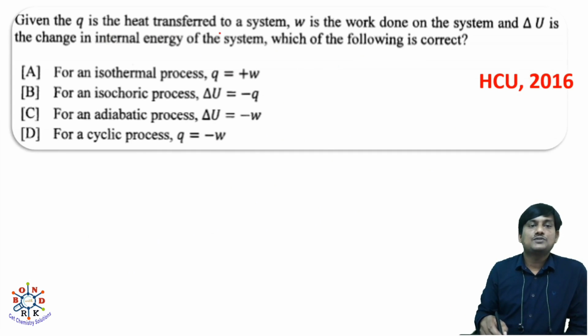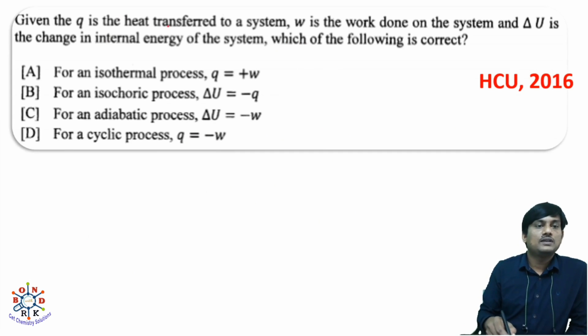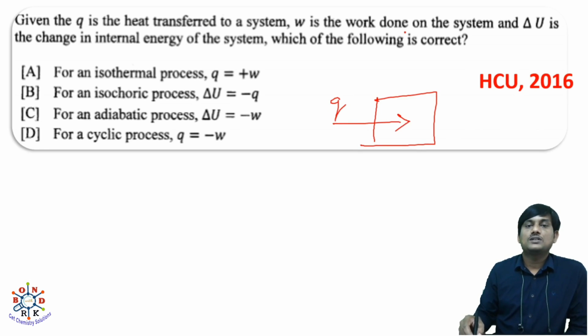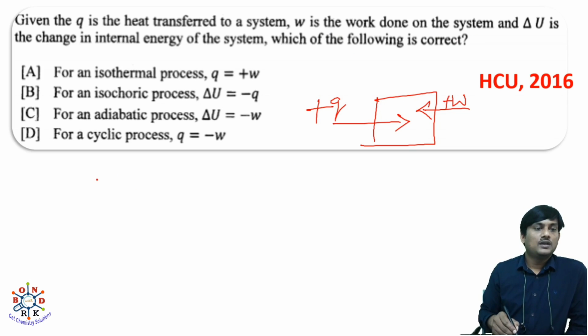Given that Q is the heat transferred to a system, okay, heat transferred to a system. Let us take this is a system, heat transferred to the system Q, and W is the work done on the system, and delta U is the change in internal energy of the system. Which of the following is correct? Heat transferred to the system, so plus Q. When heat is transferred to the system, plus Q, and work done on the system, plus W. So delta U, change in internal energy, is equal to Q plus W.